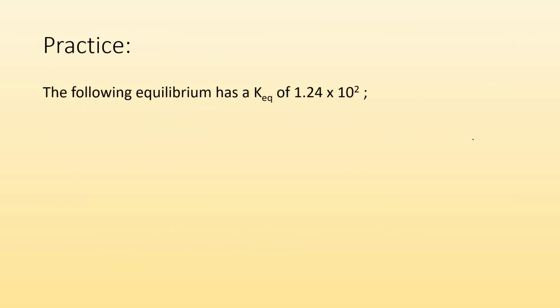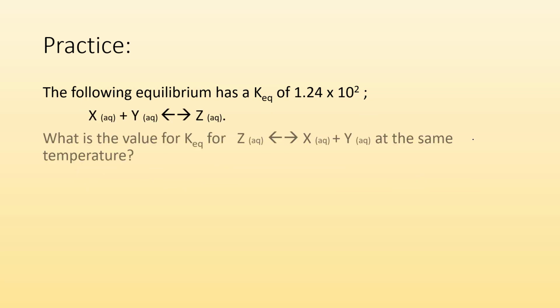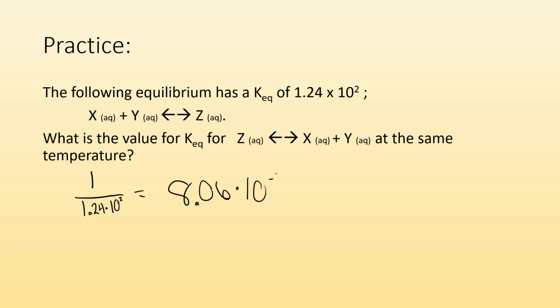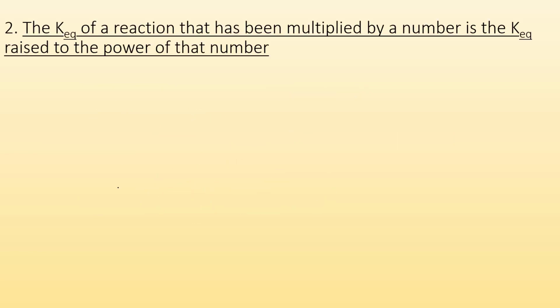Practice. The following equilibrium has a KEQ of 1.24 times 10 to the 2. And then the question is, what is the value for KEQ if it's written this way at the same temperature? In order to do that, you just flip it. Let me take the inverse of that: 1 divided by 1.24 times 10 to the second. And that's going to give me 8.06 times 10 to the minus 2. So that's going to be my final answer. That's all you got to do.